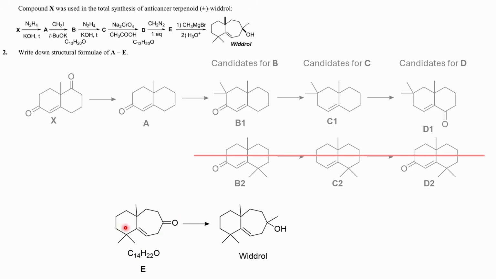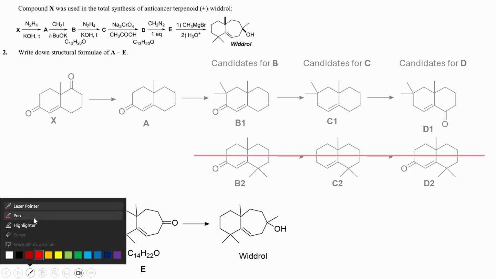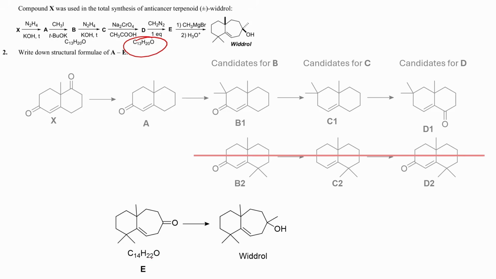And we also get the molecular formula for E. Comparing this molecular formula for E with that of D tells us that they differ by only a CH2 group. So there's 14 carbons versus 13 carbons, and 22 hydrogens versus 20 hydrogens. So there's one CH2 group difference between this guy and this guy.